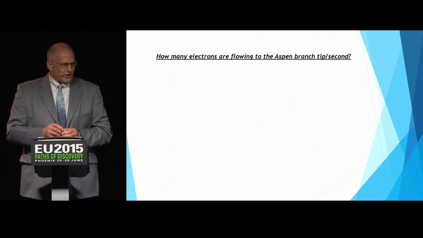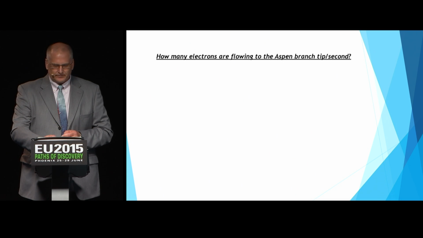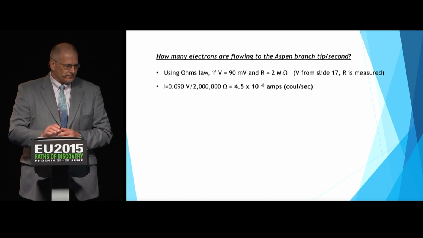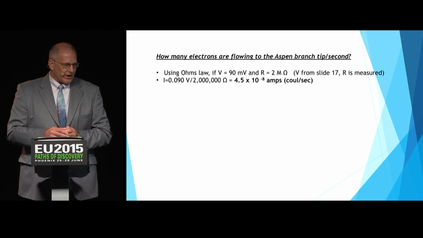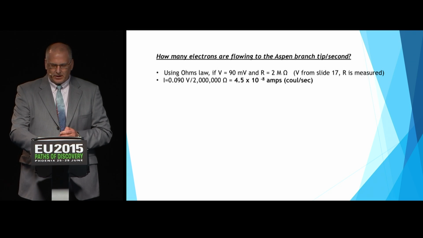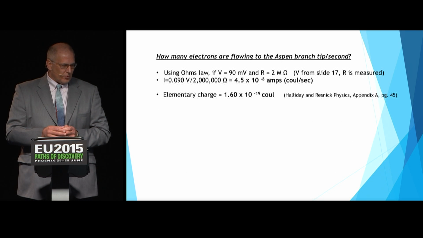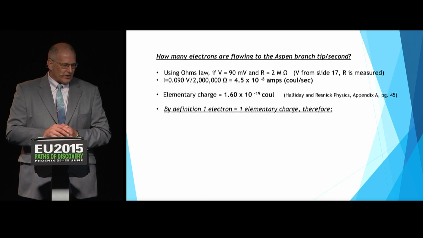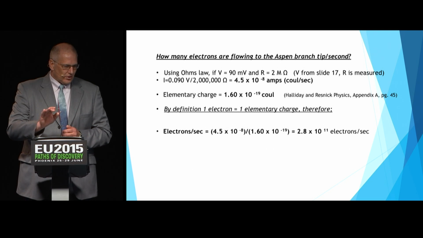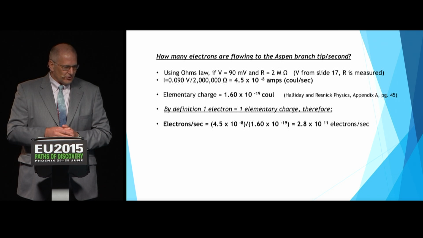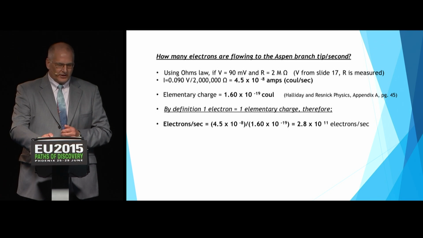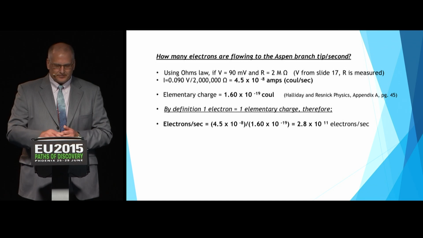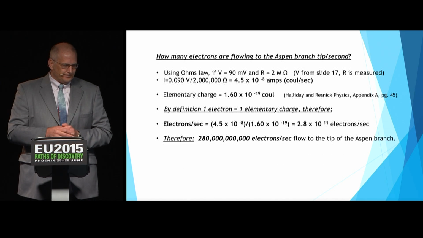So how many electrons are flowing to the aspen branch tip per second? Using Ohm's law, V equals 90 millivolts and R equals 2 megaohms, we get an amperage calculation of 4.8 times 10 to the minus 8 amps, or coulombs per second. An elementary charge is 1.6 times 10 to the minus 19 coulombs. By definition, one electron equals one elementary charge. Therefore, the number of electrons per second equals 2.8 times 10 to the 11 electrons per second flowing towards the end of the aspen branch tip every second, and likely all the other aspen branch tips. It's a lot of electrons.